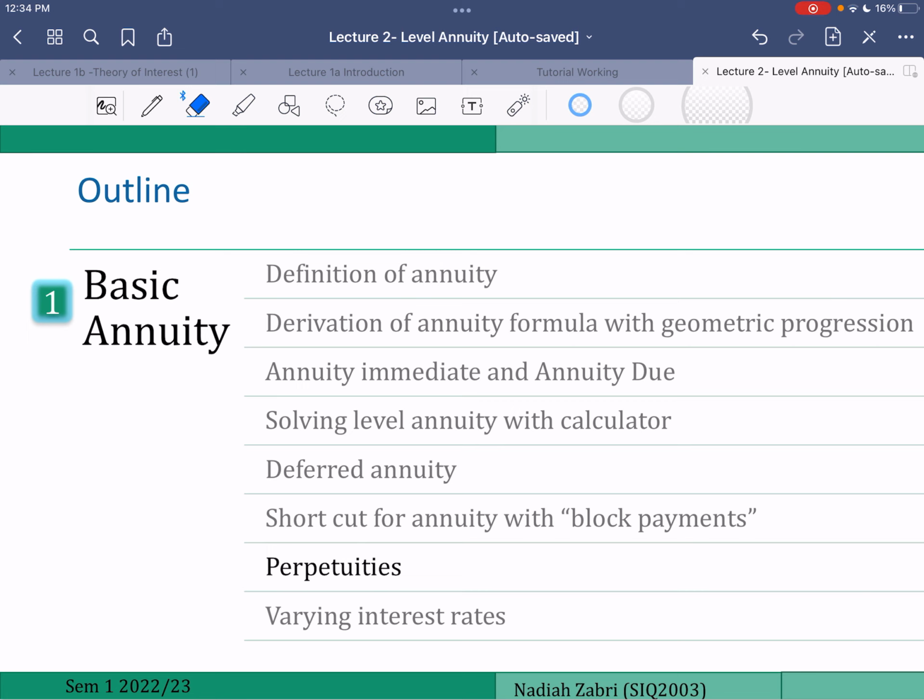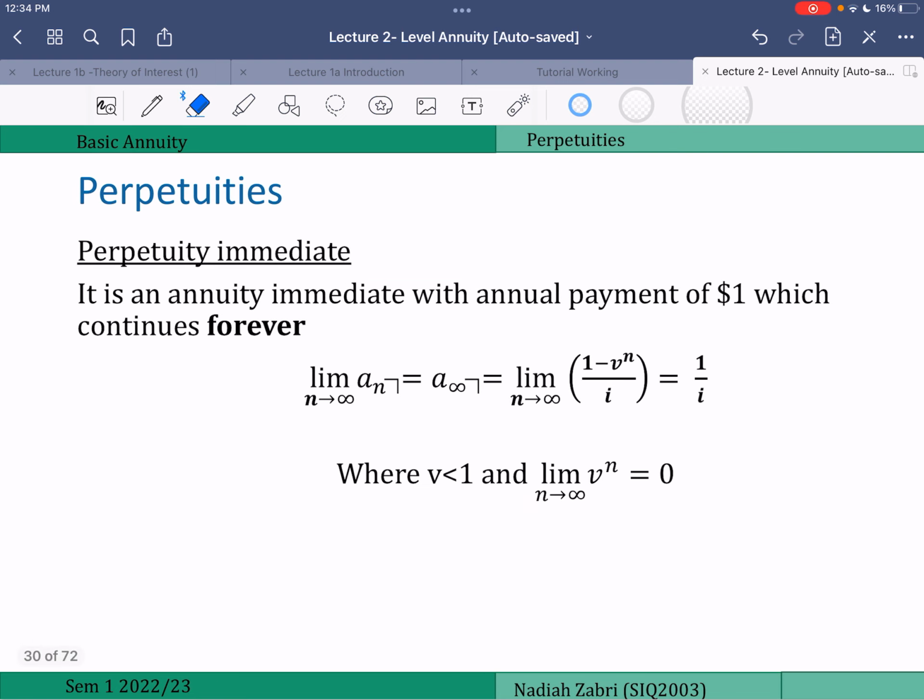Okay, next will be perpetuities. What is a perpetuity? A perpetuity is an annuity with annual payment of 1, which continues forever. Well, it doesn't have to be an annual payment of 1 actually. It is an annuity immediate with regular payments which continue forever. So we can also think of it as a-angle-infinity. So the payment will go on forever, so the n will approach infinity.